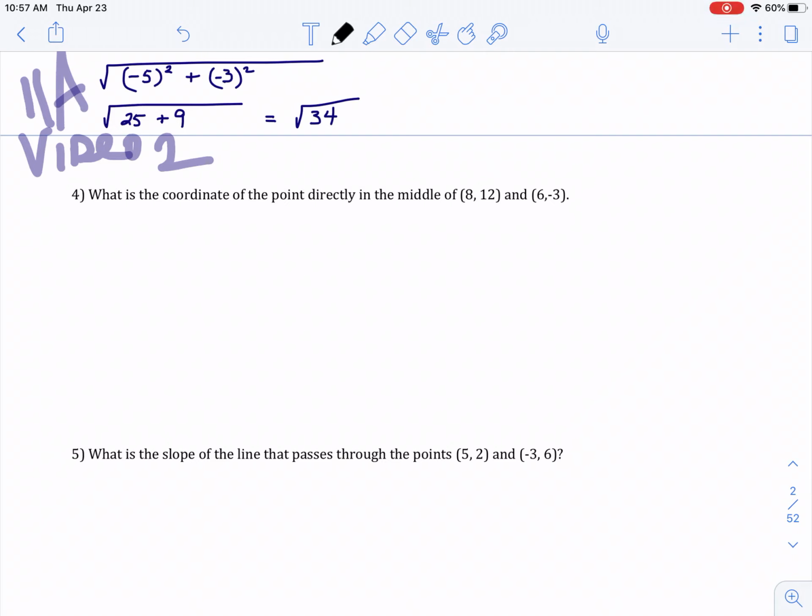Okay, welcome back. We are still in 11A. We're on video number 2, and we are working on the formulas that we'll be using when we get into the graphs of the coordinate proofs.